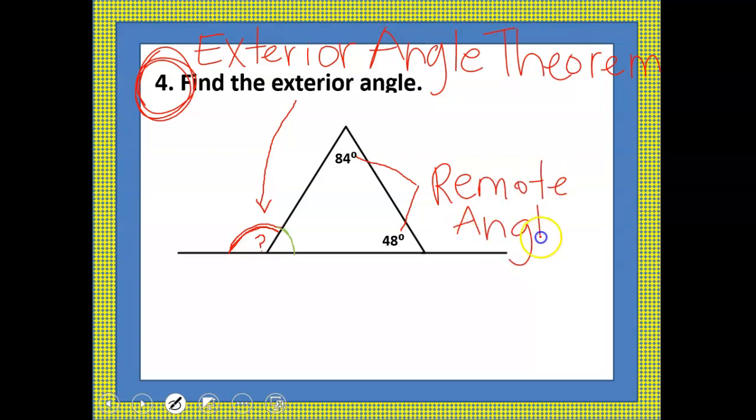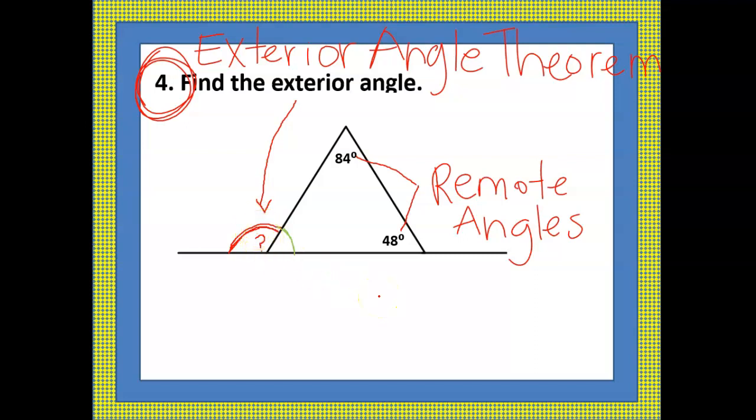And I remember that, guys, by thinking to myself, okay, I know what a remote is. I use it to change the channels on the TV. And it's because I'm far away from the TV. They invented the remote so that people didn't have to walk to their TV anymore to change the channel. So these 2 angles, therefore, are the ones that are far away from the exterior or the outside angle.